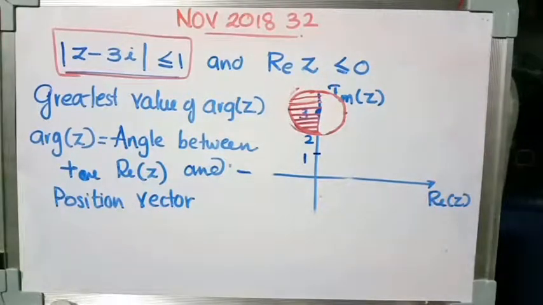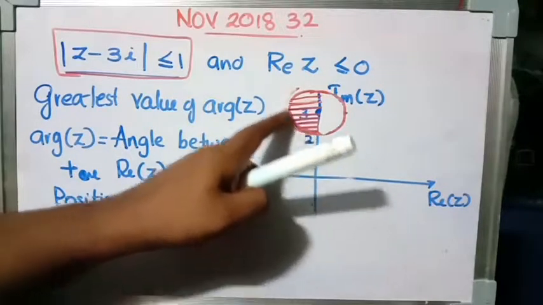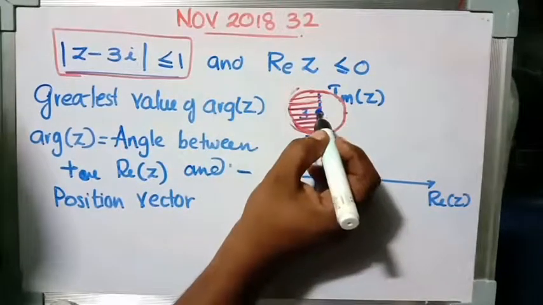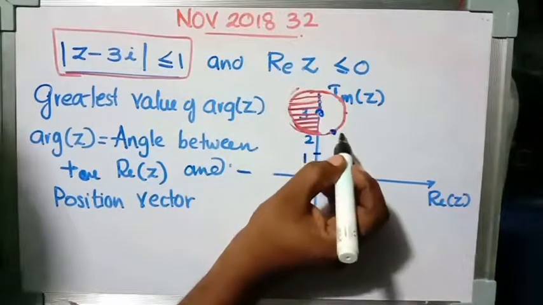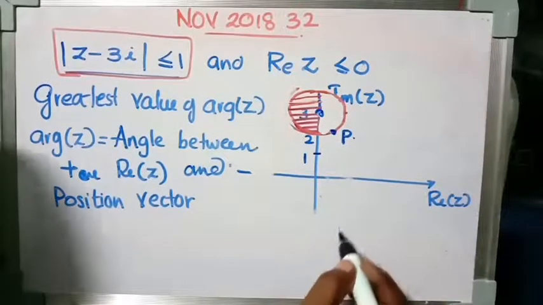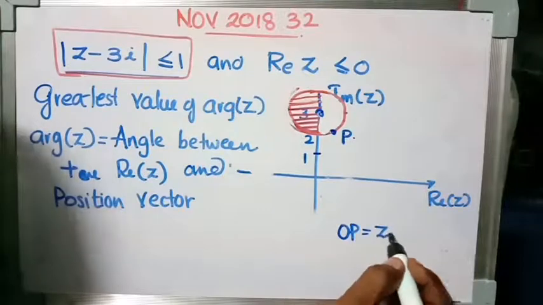Arg z is theta, which represents the angle between the positive real axis and the position vector. Here the position vector is formed by the origin and the moving point. On a circle there will be a fixed point, which is the center, and there will be a moving point P. Pxy is considered as the moving point with position vector OP equal to z.